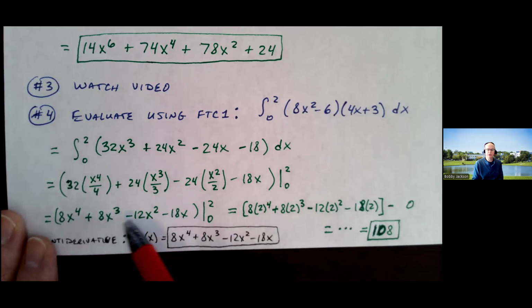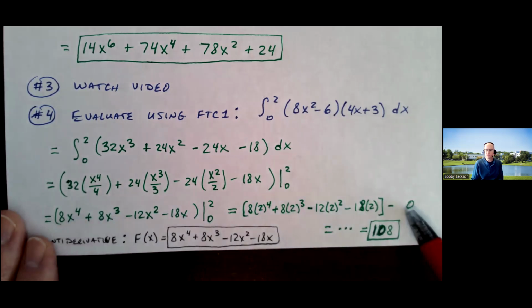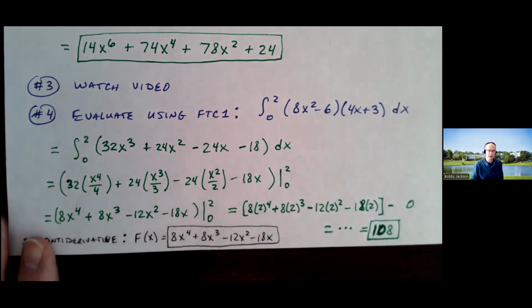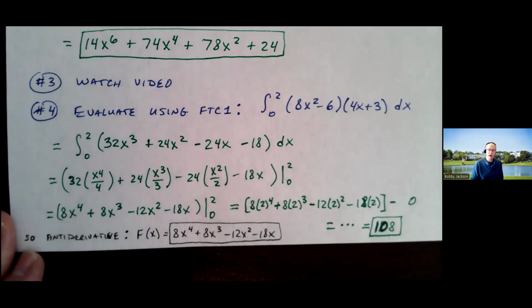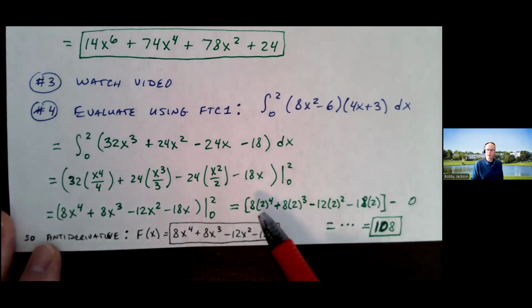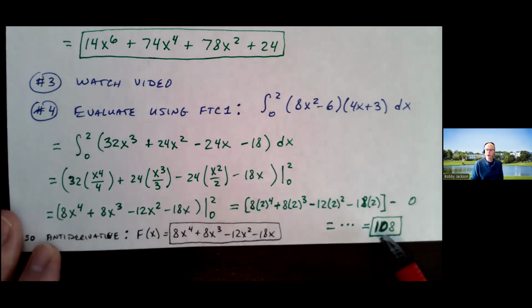I hope you can see when I plug in x equals 0, all of these are 0, so they combine to 0. And this is just evaluating a polynomial, which is what we did in problem number 1. And so when I evaluate this, I get 108.